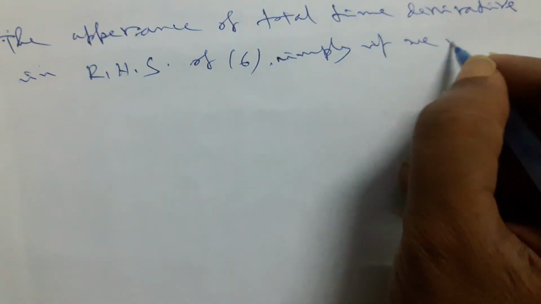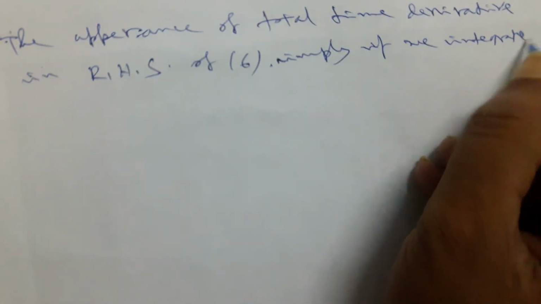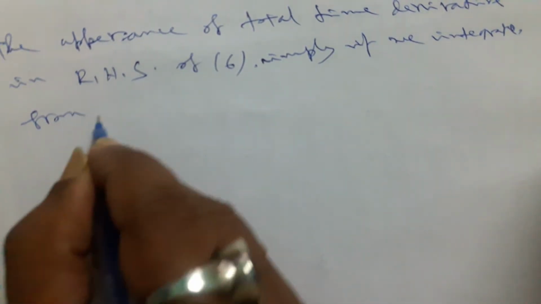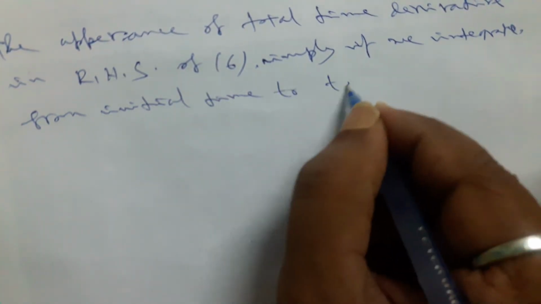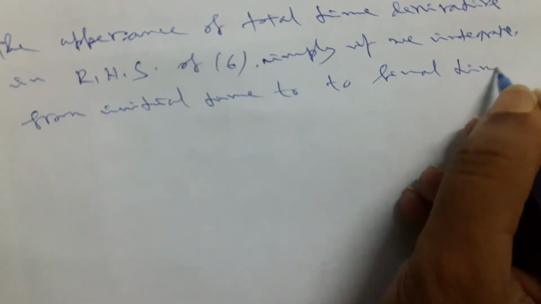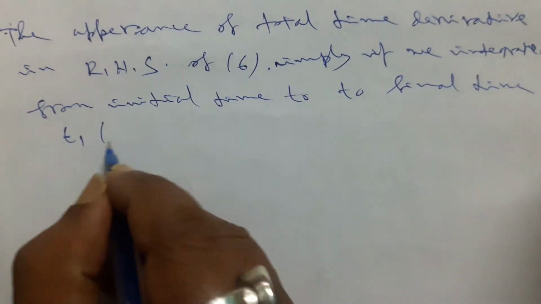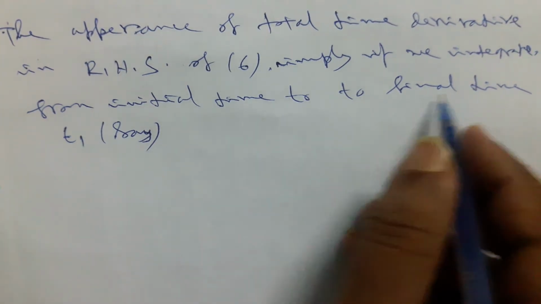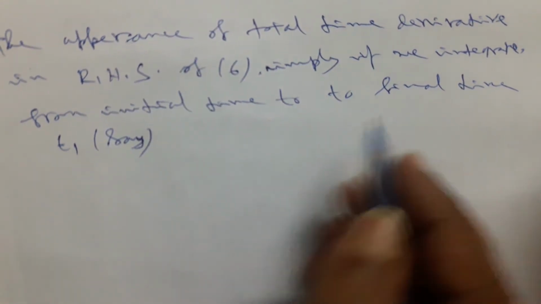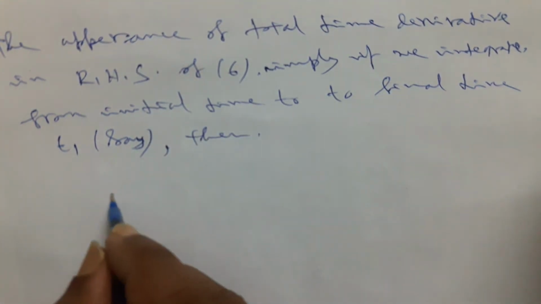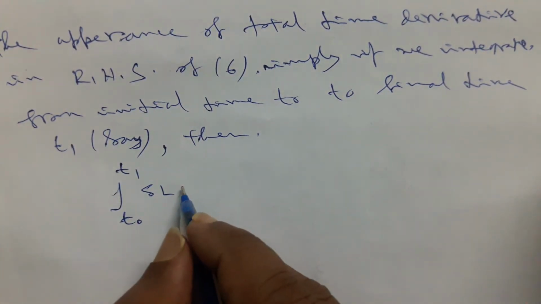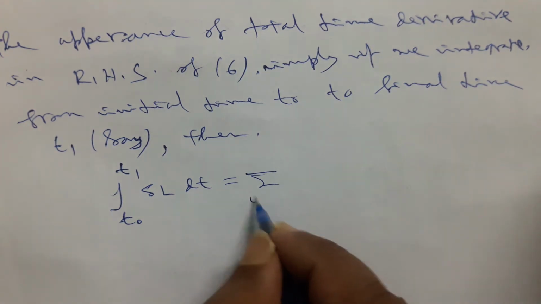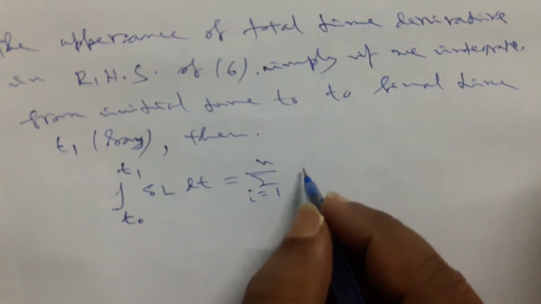if we integrate from the initial time t0 to the final time t1, say if we consider our initial and final time, then the integral from t0 to t1 of δL, the virtual displacement, dt, that will be the sum of i equals 1 up to n, since d/dt, so that will be integrable.